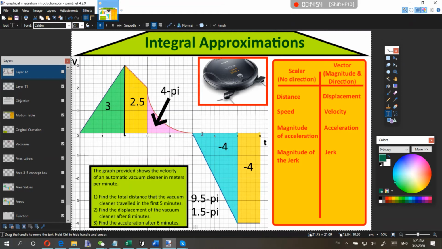So let's say our rise was we went down 4, and our run was over 2. And then my slope would be negative 4 divided by 2. That's negative 2. Okay, so that's negative 4 over 2, or negative 2. Okay, any questions on what we did here?